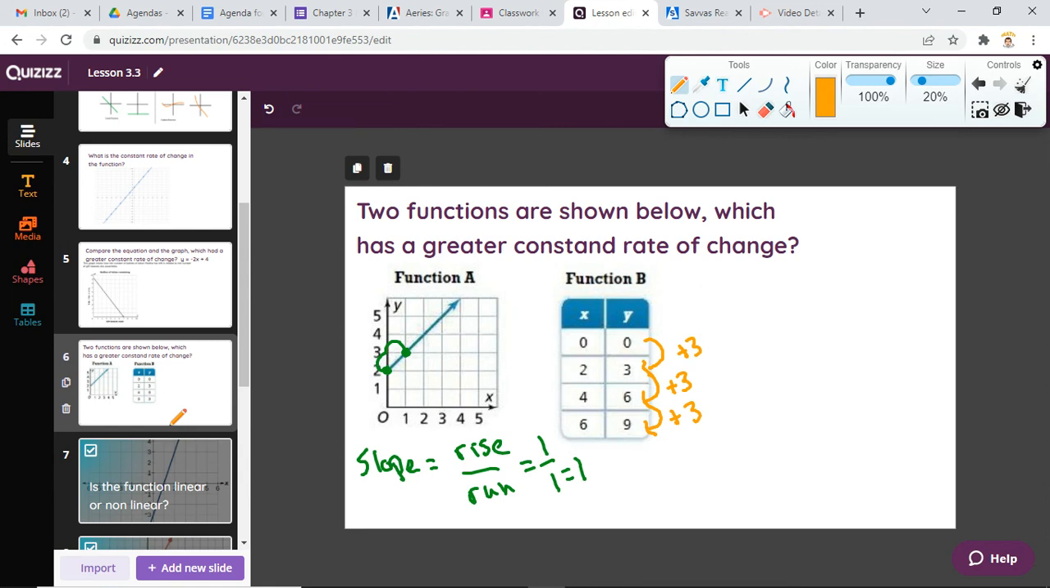1, since we are able to identify a constant rate of change, what does that tell you about function b? Well, that tells me that function b is linear. Since there's a constant rate of change to go from all of my y values to the new y values, I need to add 3. That means my slope is 3, or my constant rate of change is 3. And since I could find a constant rate of change, that means my function is linear. So since 3 is greater than 1, that means function b has a greater constant rate of change.